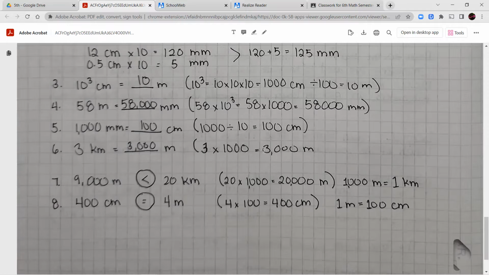And the last one, we're comparing 400 centimeters and 4 meters. Now I know 1 meter is equal to 100 centimeters. So 4 times 100 will give me 400 centimeters. So 400 centimeters is equal to 4 meters.